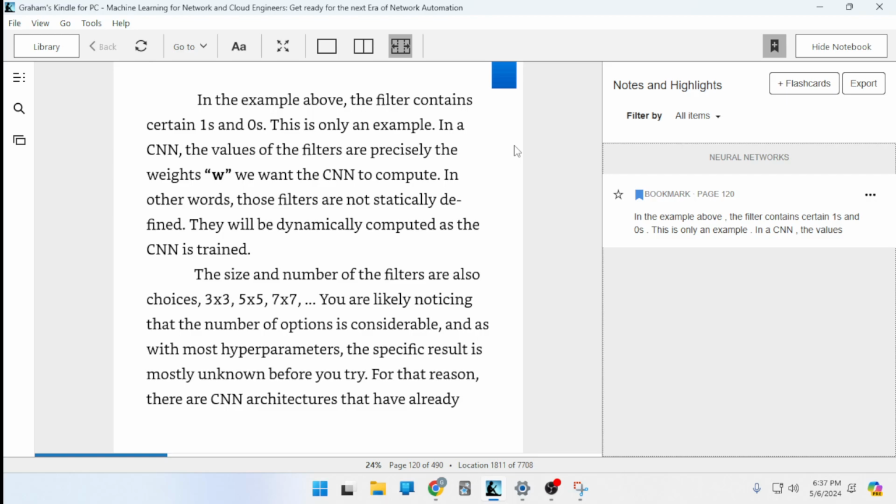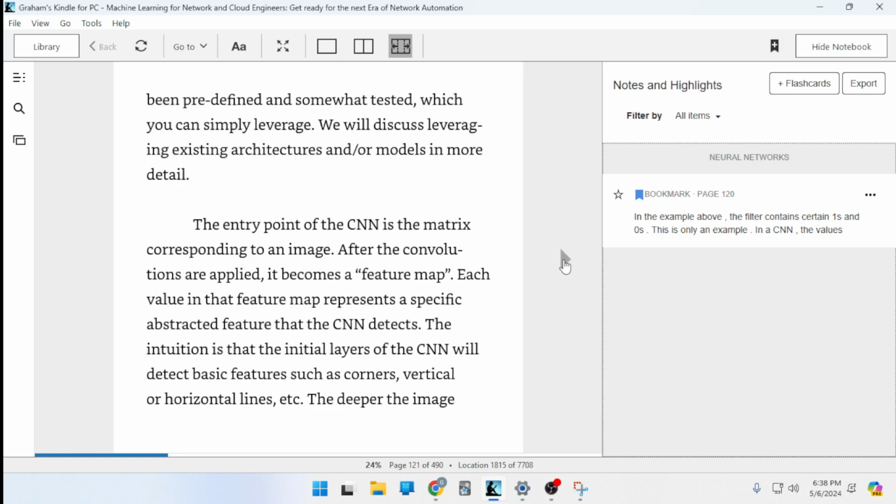The size and number of the filters are also choices: 3x3, 5x5, 7x7, and so on. You are likely noticing that the number of options is considerable, and as with most hyperparameters, the specific result is mostly unknown before you try. For that reason, there are convolutional neural network architectures that have already been predefined and somewhat tested, which you can simply leverage. We will discuss leveraging existing architectures and/or models in more detail.